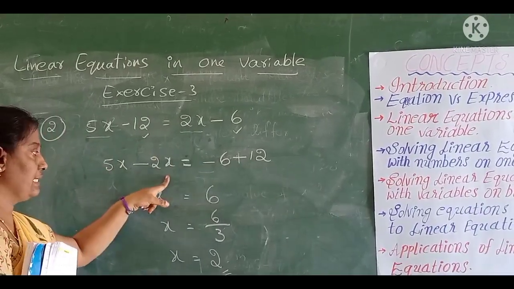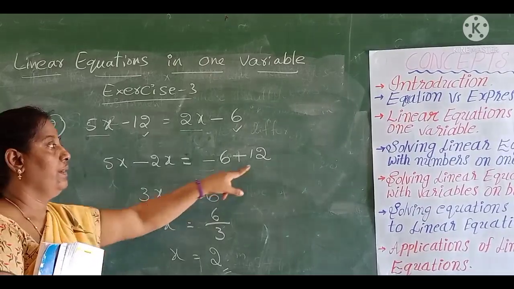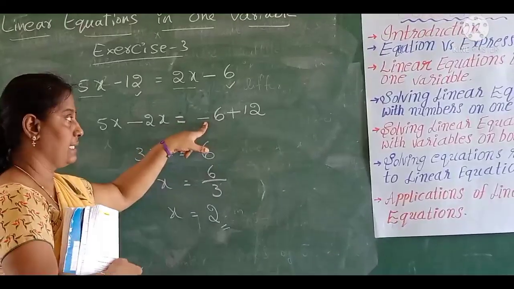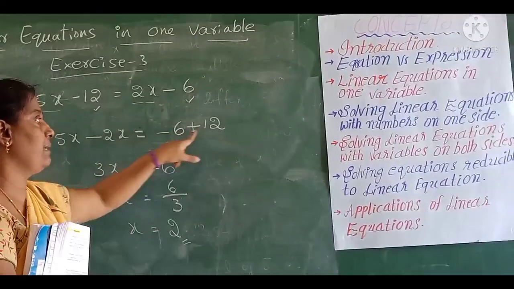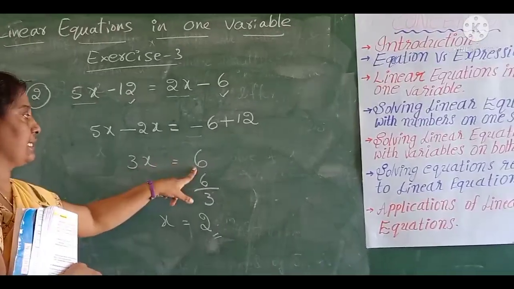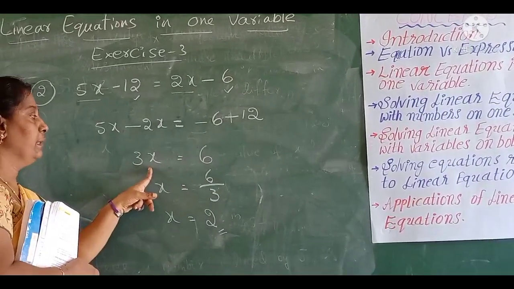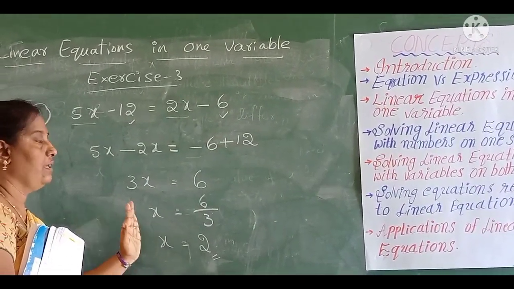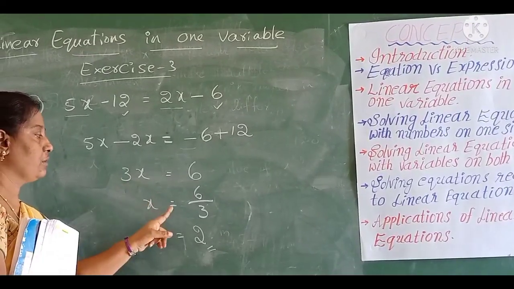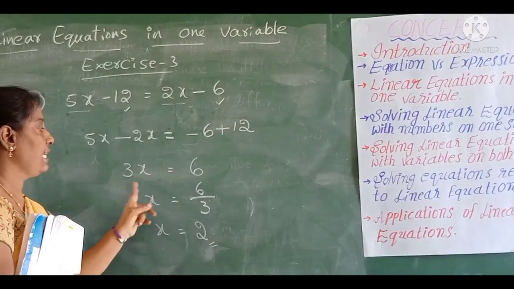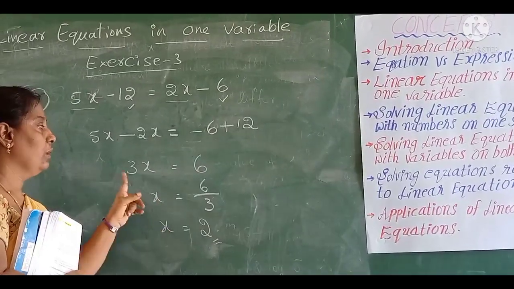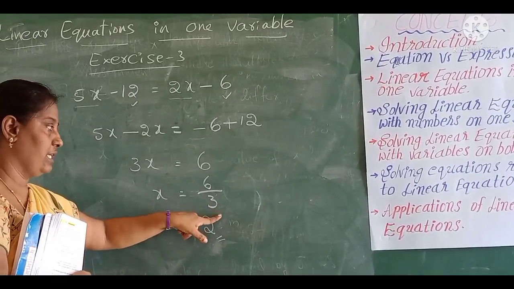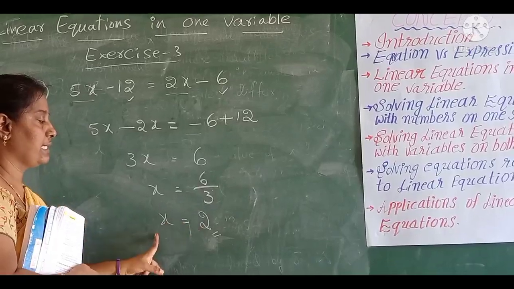So 5x minus 2x is equal to 3x is equal to, this is subtraction. The bigger number is positive and the smaller number 6 is negative. So subtraction, 12 minus 6 is 6. 3x is equal to 6. 3x means 3 into x. By the transposition method you have to find only x, so we need to keep only the variable on the left side. So 3 into x is equal to 6. 3 is multiplying here, so it will go to the right side and become division. So 3 ones are 3, 3 twos are 6. So x is equal to 2.